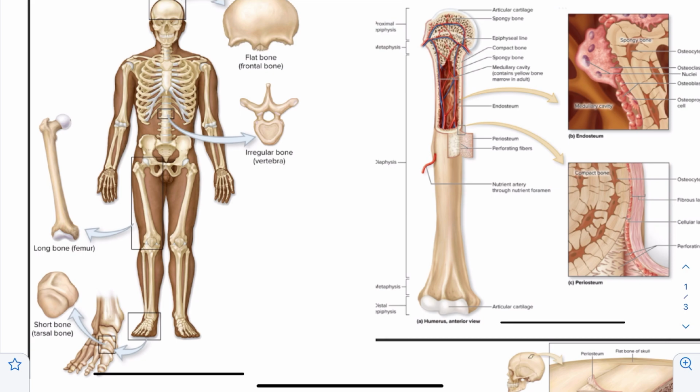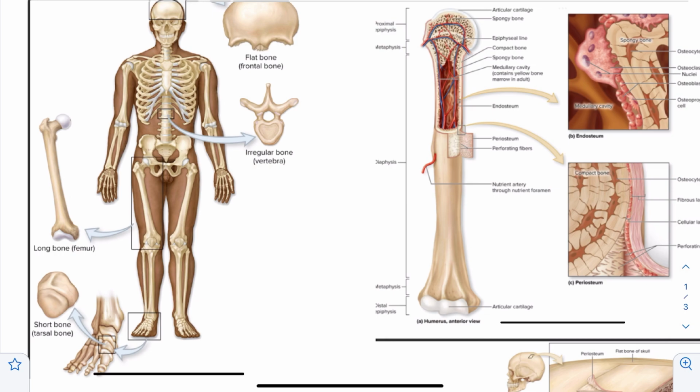Short bones are basically more square than long bones, so they're about as long as they are wide. Examples of this would be the carpals, which are the bones of the wrist, or the tarsals, which are the bones of the ankle.